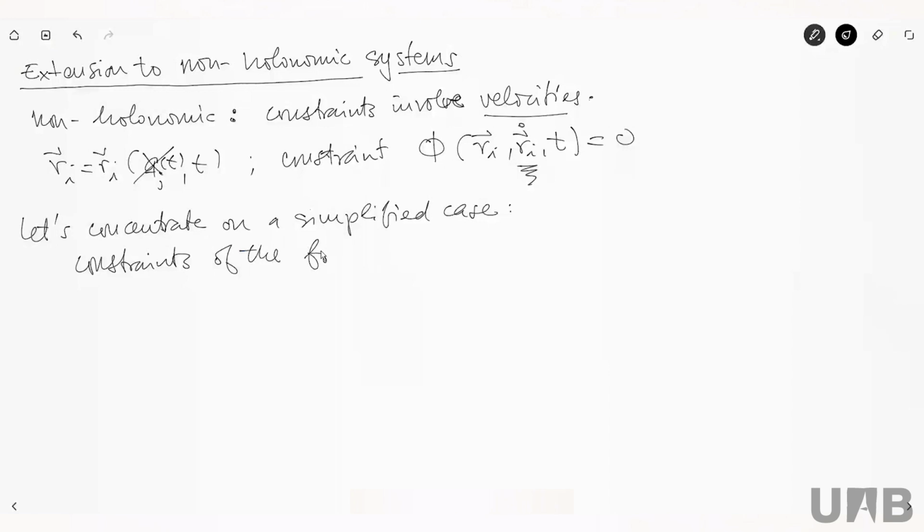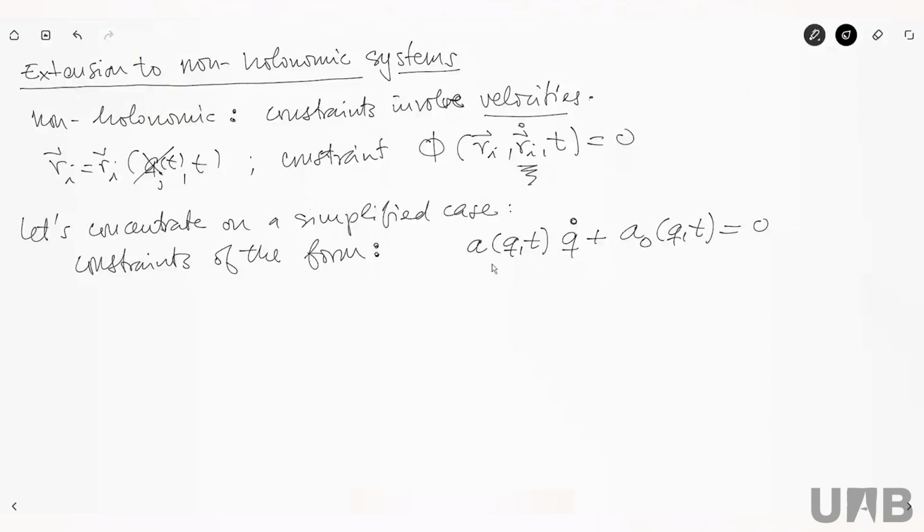So they will involve velocities, but in a certain specific way. It's going to be some function of the q's and time times q dot. So that's the dependence on velocity. It is linear, plus another function that I'm going to call a sub 0, which is another function of q and t, equals 0. So that's a constraint. It involves the velocities, and is a constraint.